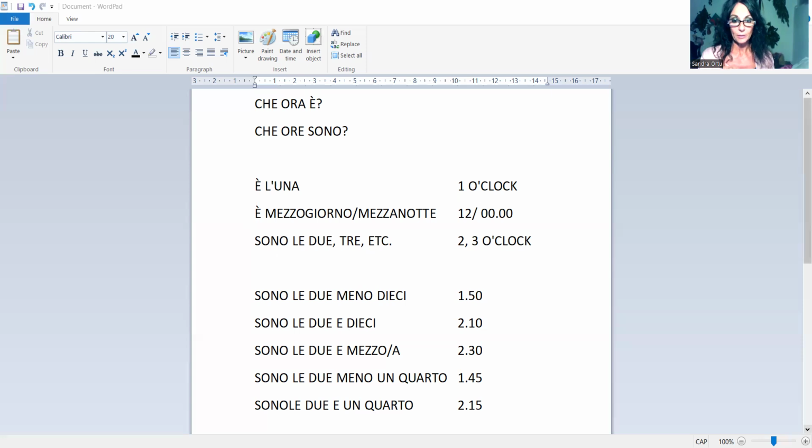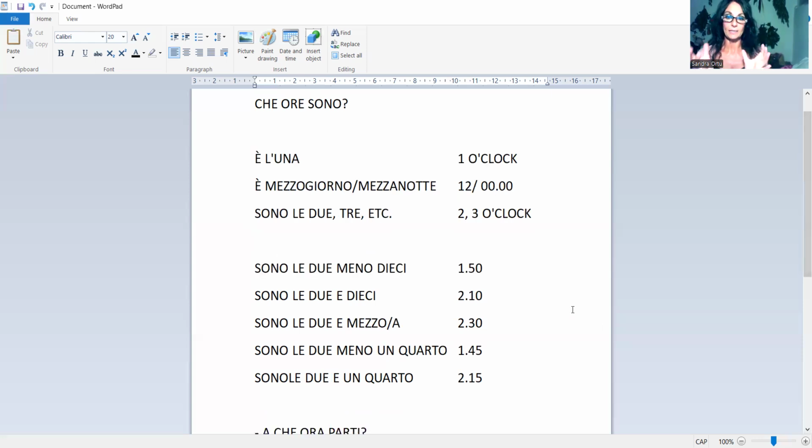Let's see what happens when we have the other time. So the other side, the two sides of the clock, past the hour or to the hour. One difference between Italian and English is that in English you say the minutes and then the hour. In Italian we say the hour and then the minutes. So we'll start from the left side of the clock when it's 2 the hour.